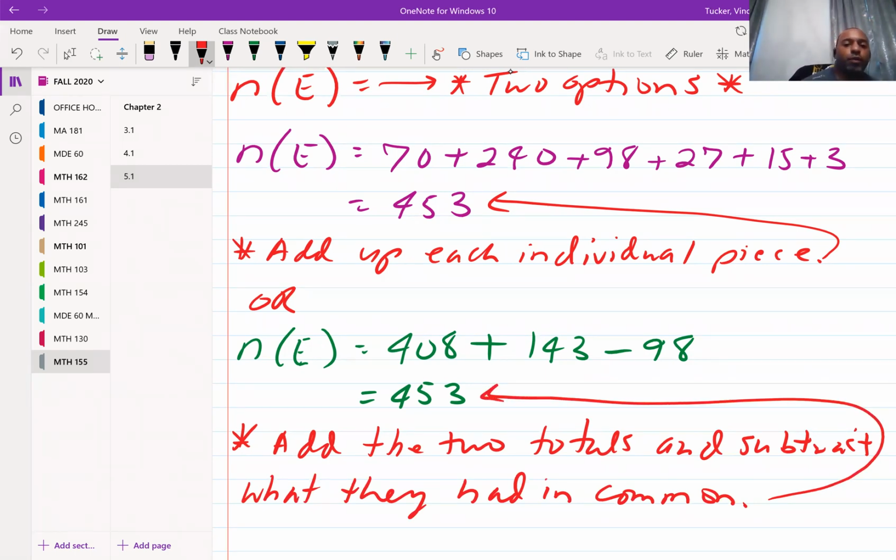So either way, you'll get your 453. You can add up each individual piece, or you can add the two totals and then subtract what they had in common, which was that 98. Like I said, you don't want to count the 98 twice.